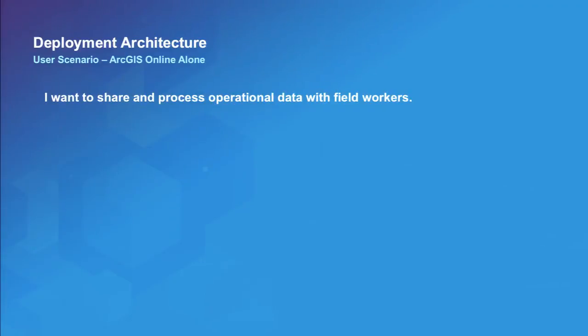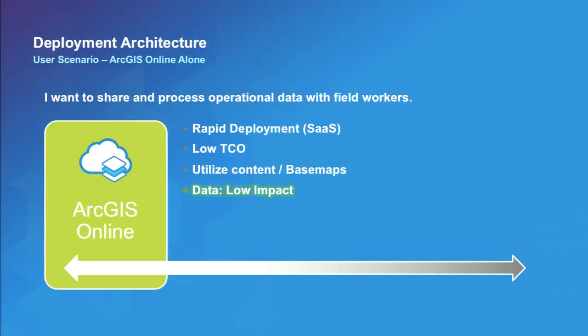As far as some scenarios between these different hybrid deployments, what's most appropriate for organizations? We'll take the first scenario of somebody who wants to share and process operational data with field workers. ArcGIS Online is a great match for this type of solution. It's rapid deployment, low total cost of ownership. You can utilize your content and base maps readily with it, and the data sets are not extremely sensitive.